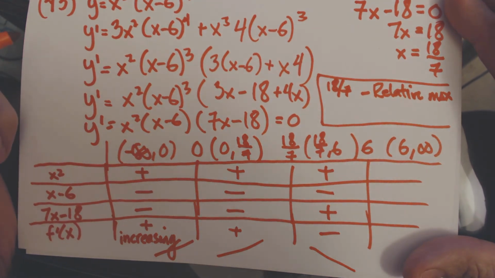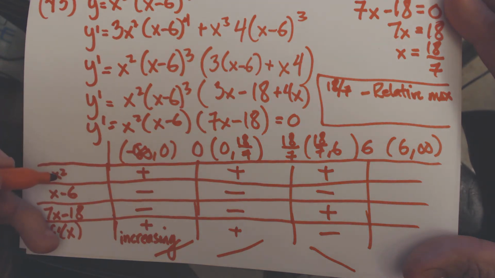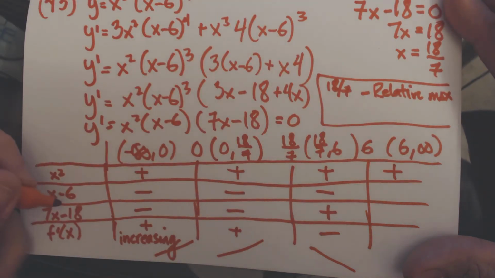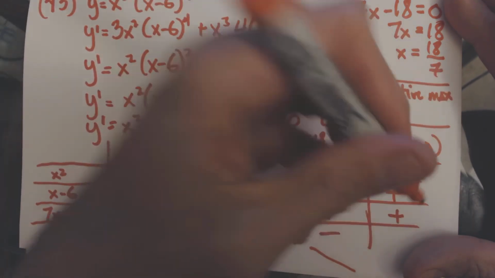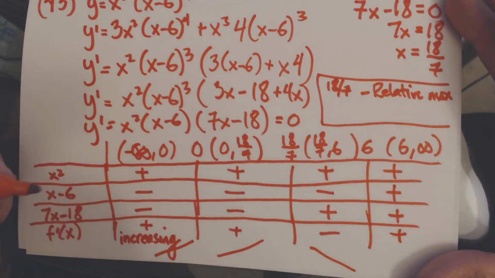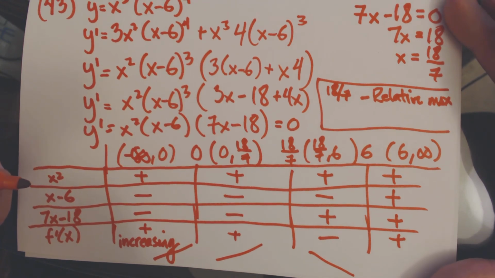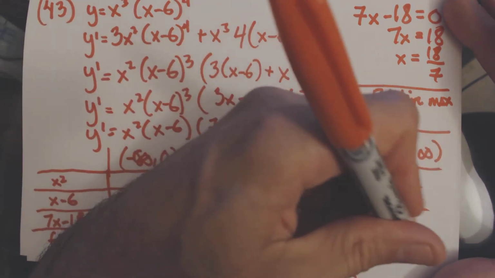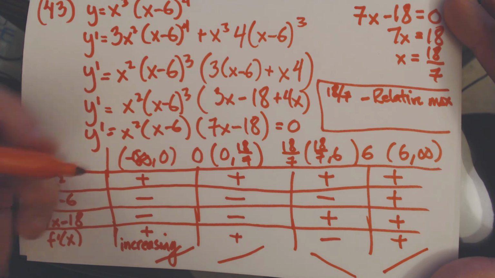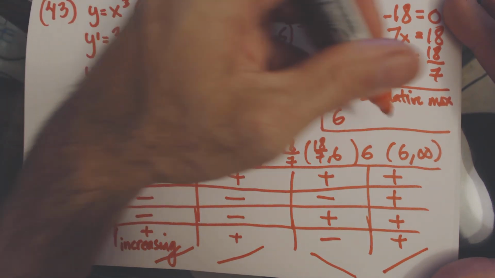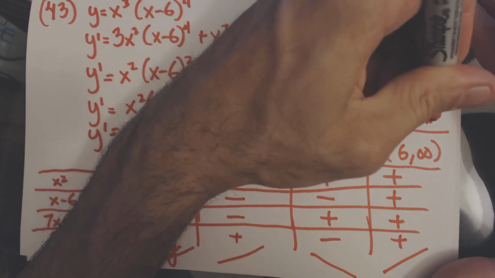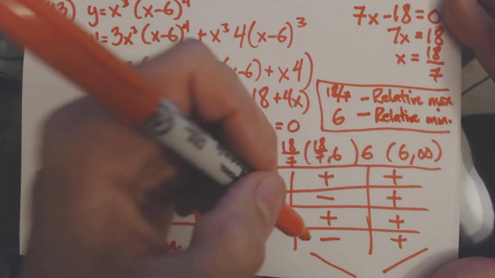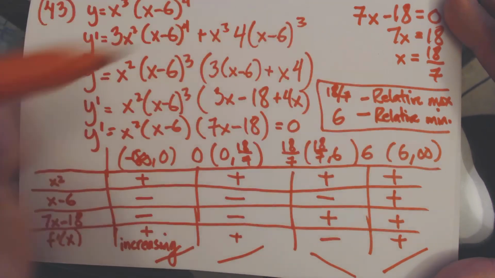And finally, on the interval between 6 and infinity, let's plug in 7. 7 into x squared, that's positive. 7 minus 6 is positive. 7 times 7 is 49, minus 18 is positive. That means the derivative is positive on that interval between 6 and infinity, which means the function is increasing in that interval. And what it also means is that 6 is a relative minimum, because to the left of it, the function is decreasing. To the right of it, the function is increasing.